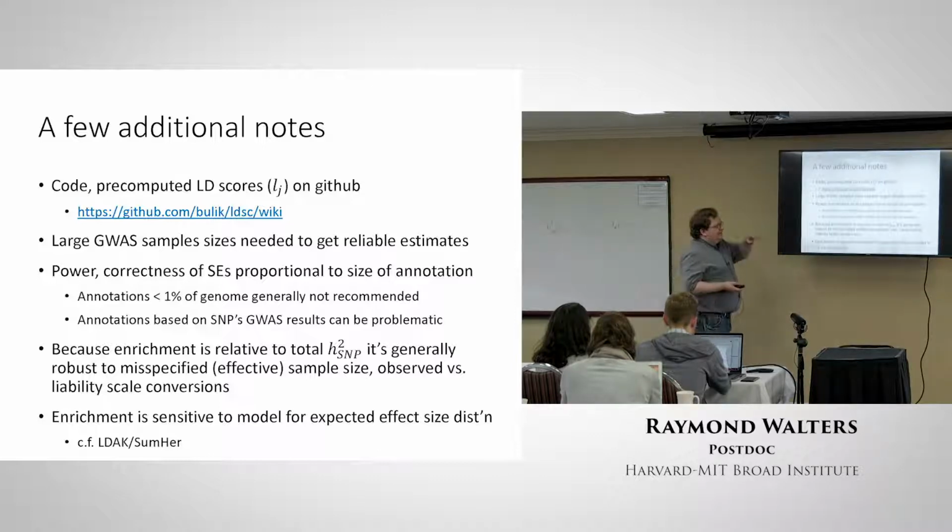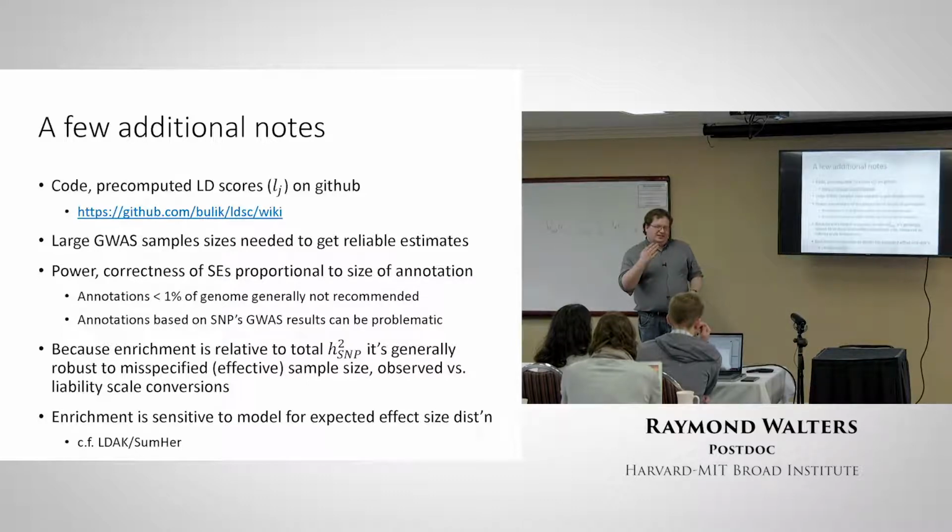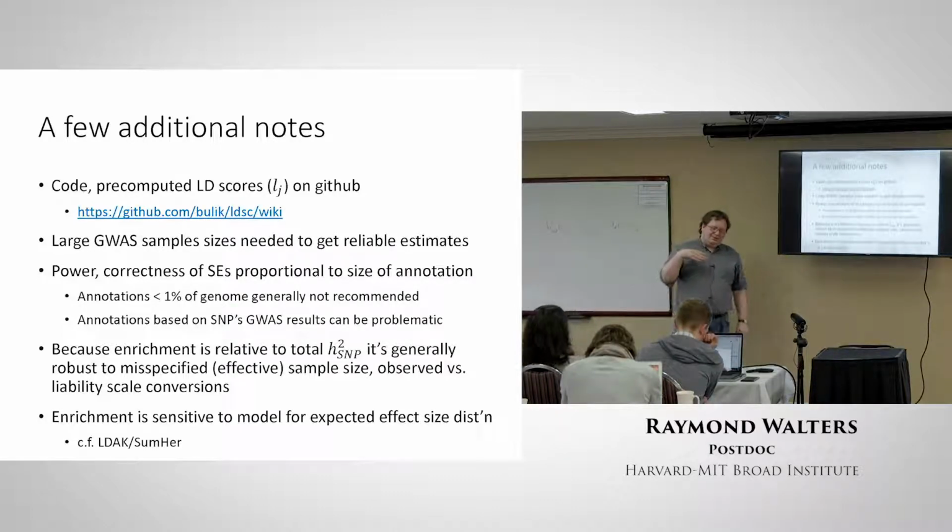In particular, it matters relative to the size of the annotation. In thinking about the LD score model, maybe the model starts to get a little unstable once you're wanting to model really tightly packed annotations. So we find the rule of thumb is maybe 1% of the genome. If you're going less than that, things start to become a problem.